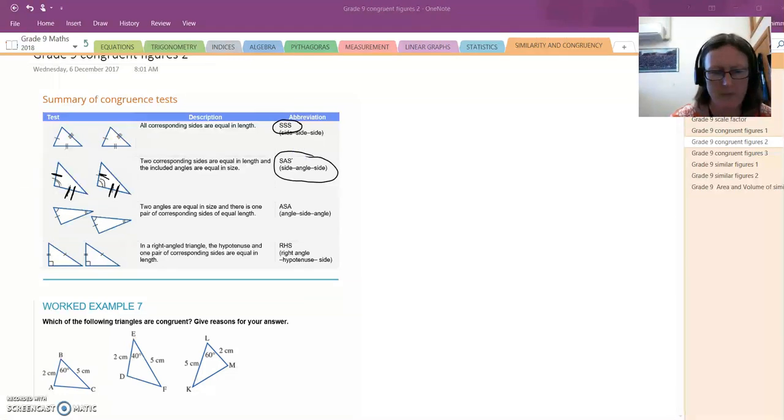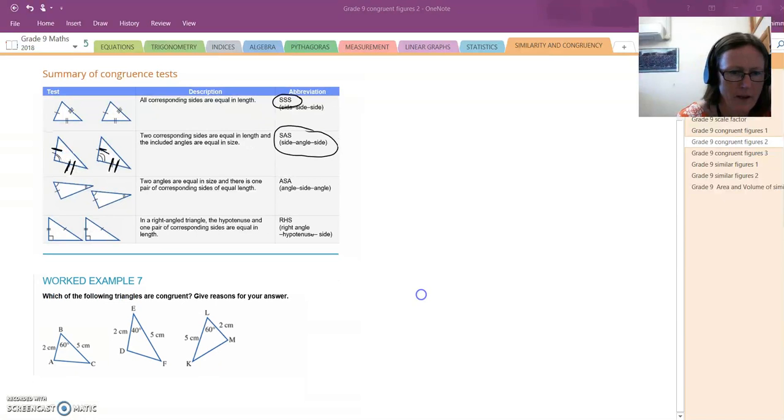congruent. If we know that two angles are equal in size, so this angle and this angle are equal, also this angle here and this angle here are equal, so we know two angles are equal in size and that there is one pair of corresponding sides, then we know that those triangles are definitely going to be congruent, and we call that the angle side angle test.